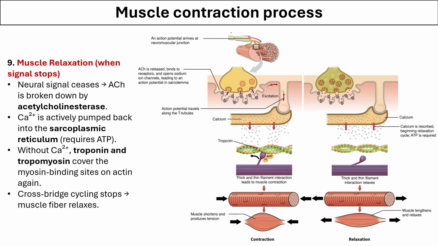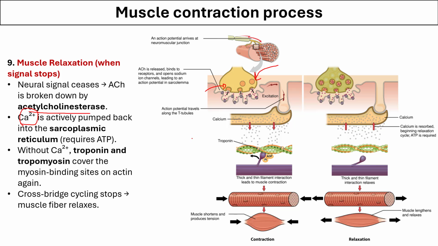For the muscle contraction to end, the first thing that has to stop is the signal that is coming from your neuron. So the neurons have to stop sending more acetylcholine. How does it do that? The acetylcholine is broken down by acetylcholine esterase, and then it no longer is able to trigger the contraction in the muscle fiber.